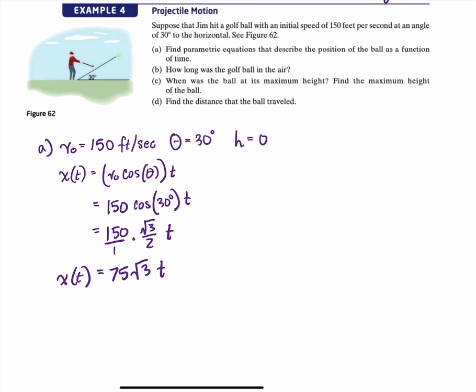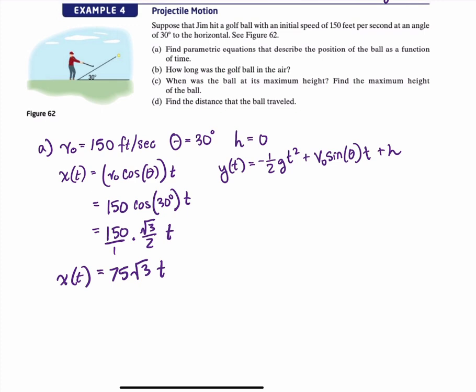Now let's do the same for y. They said that y of t was equal to negative 1/2 g times t squared plus initial velocity times the sine of our angle times t, plus the initial height.